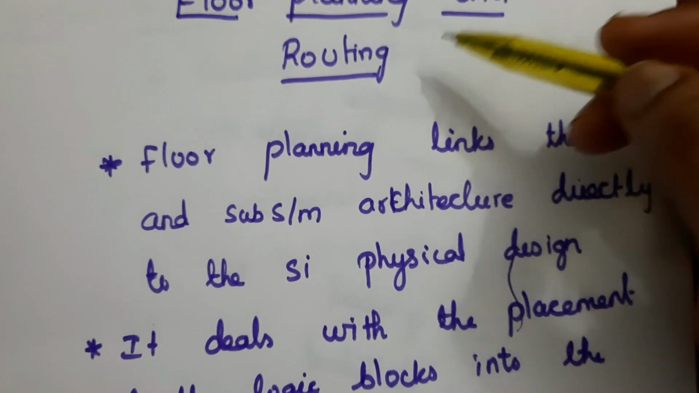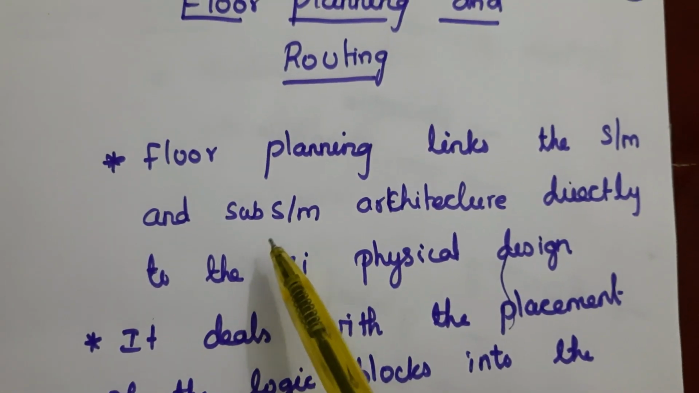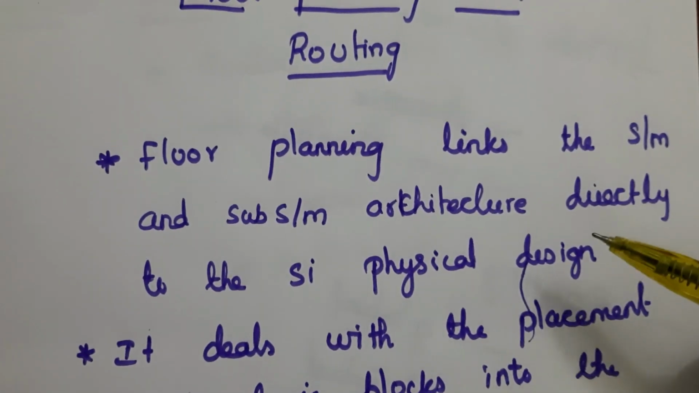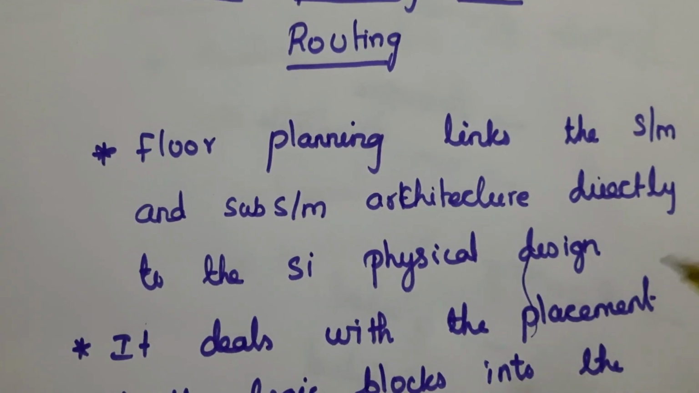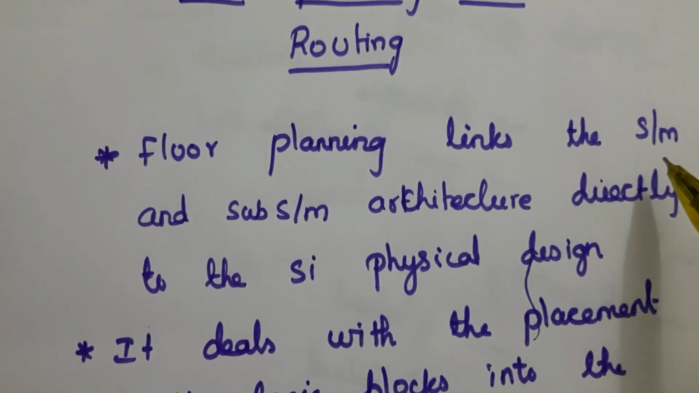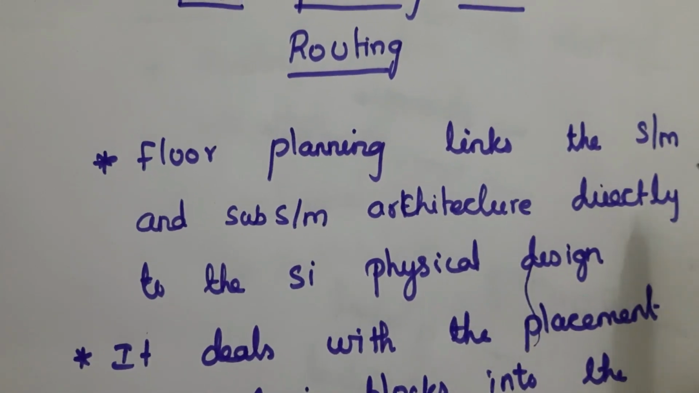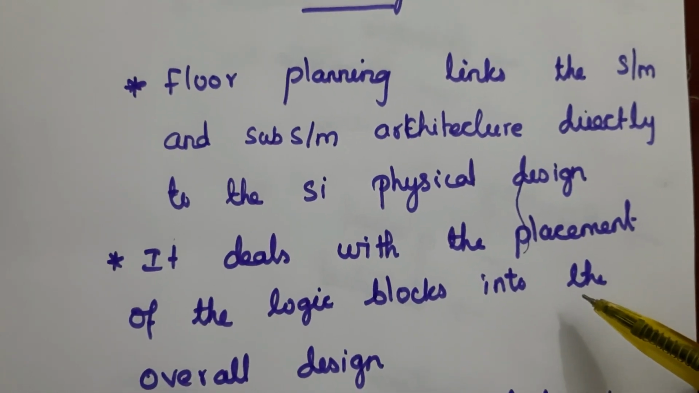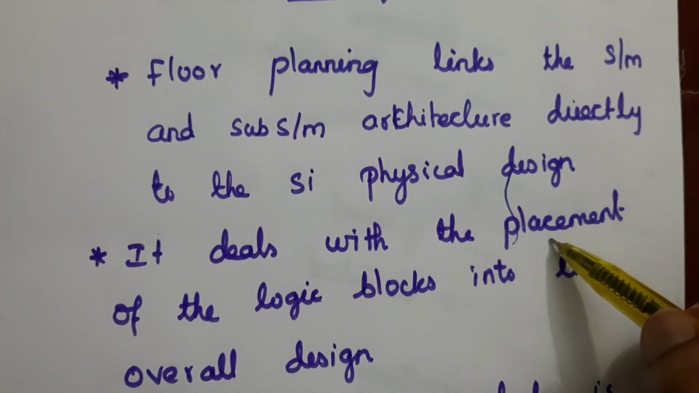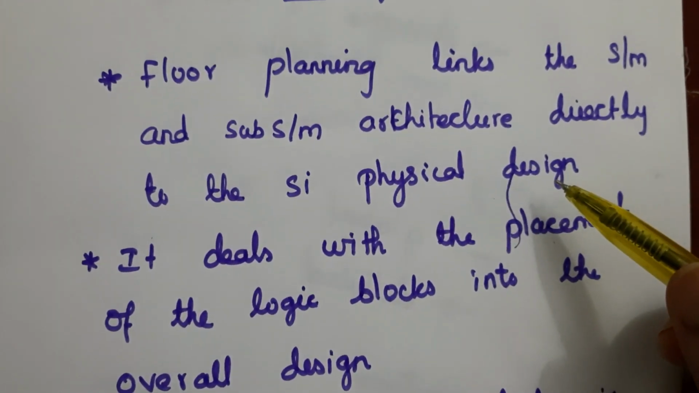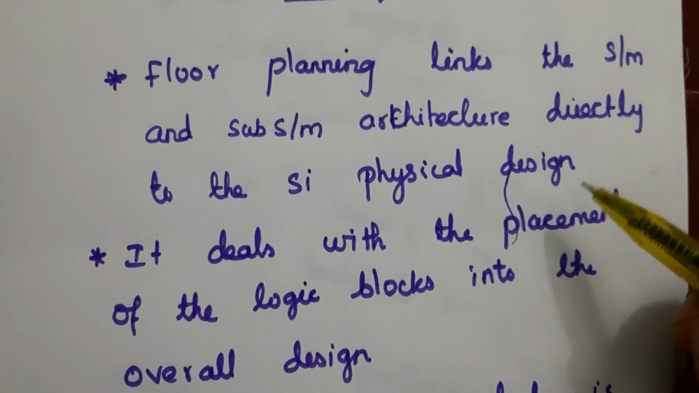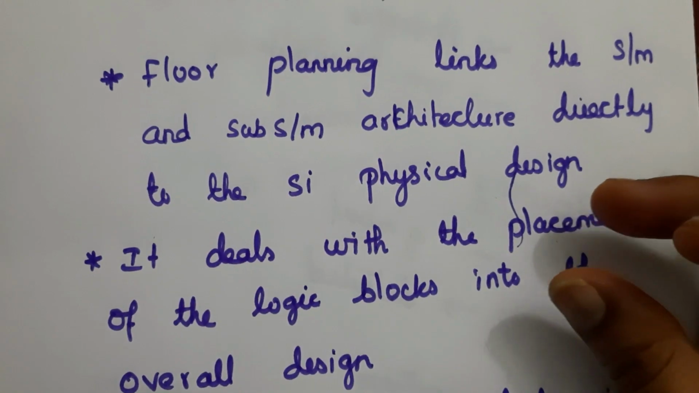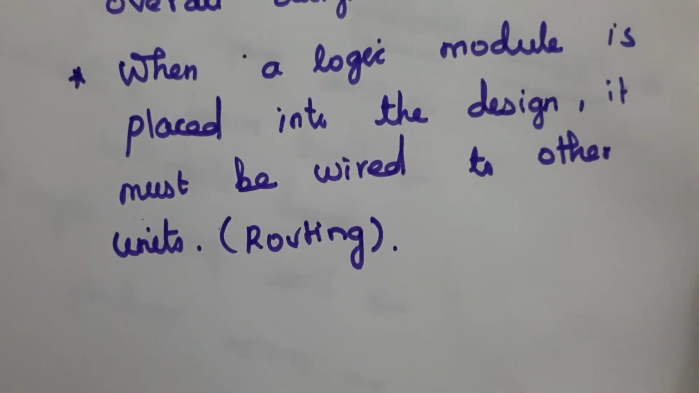So next one is routing. Floor planning links the system and subsystem architecture directly to the silicon physical design. This design is done before the actual chip is developed. It is a rough estimation of the location of all blocks, and that is known as floor planning. It deals with the placement of logic blocks into the overall design, so each block is connected in an optimized way. This is the main thing that can be done in floor planning, that is, we can optimize the design by placing the logic blocks in a particular place. And next one is routing.